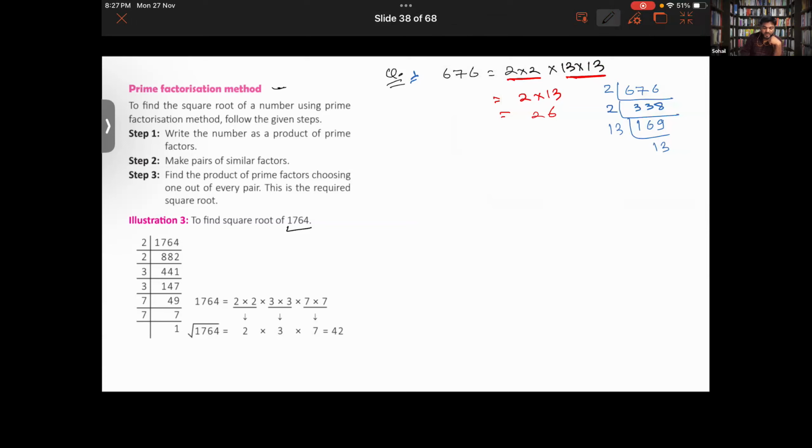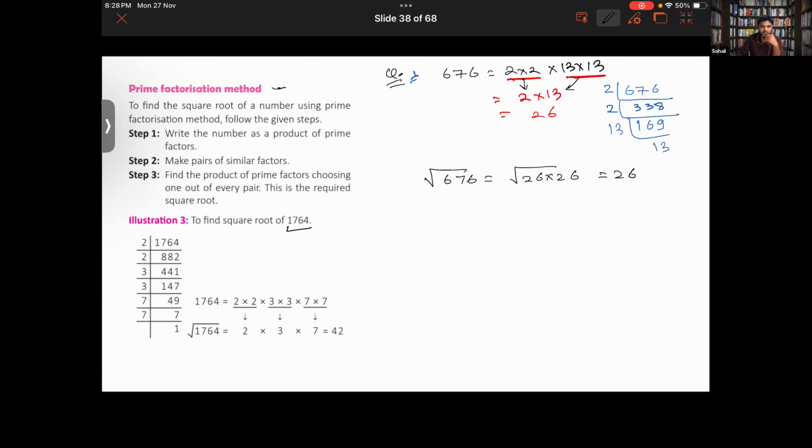So here in the prime factorization method, we first represent the number in the form of its prime factorization, right? Then we make pairs of similar factors. Now we take one number out of every pair, like we have taken here, right? Find the product of those two numbers. So thereby we are getting 26. So in this way you can find the square root of this number, that is, the square root of 676 is 26. Hope it is clear to everyone.